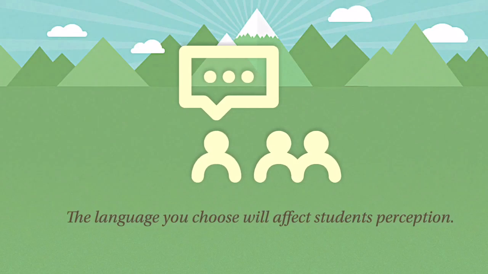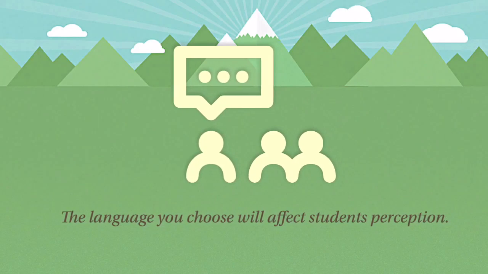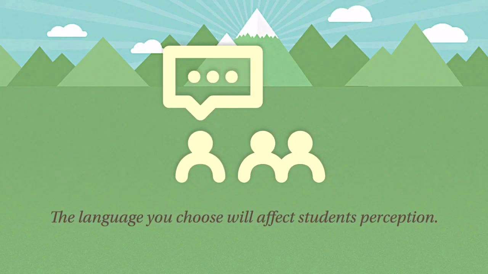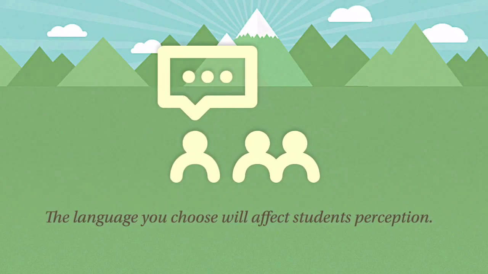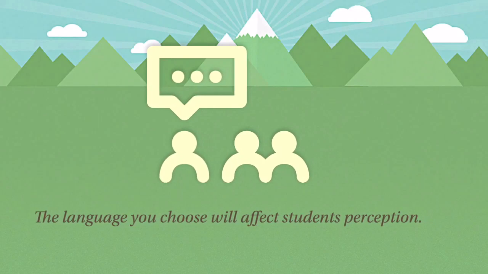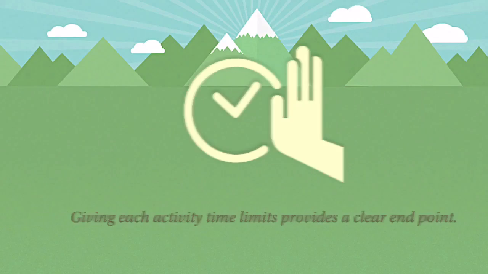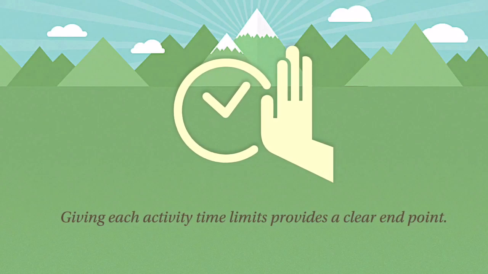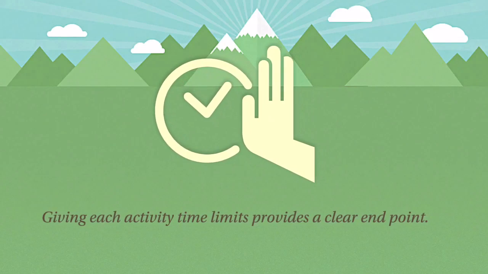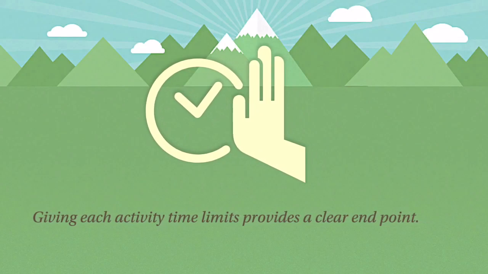For example, changing your language from "take some time to answer the questions in front of you, then we'll begin discussing the novel," to "take exactly 3 minutes to answer the questions in front of you, and then we'll begin discussing the novel." Bounding each activity with finite time limits makes it appear more autonomous and makes its endpoint clear.